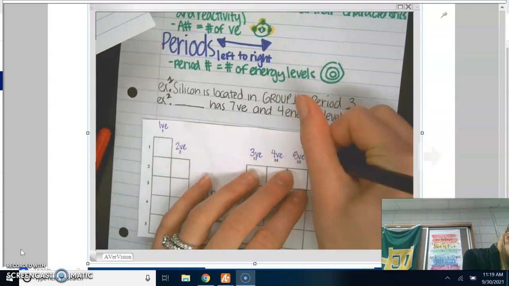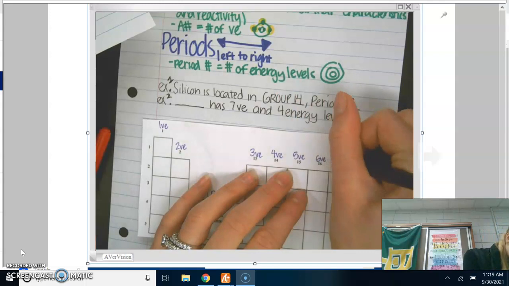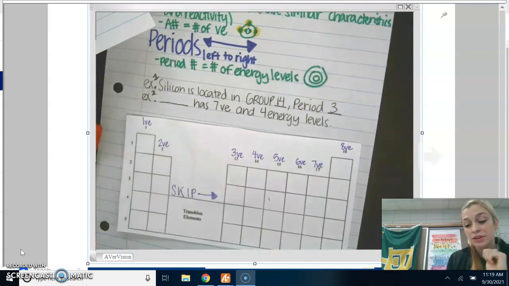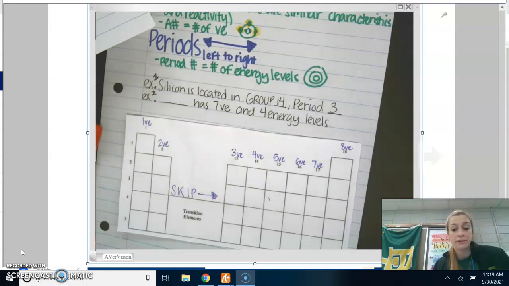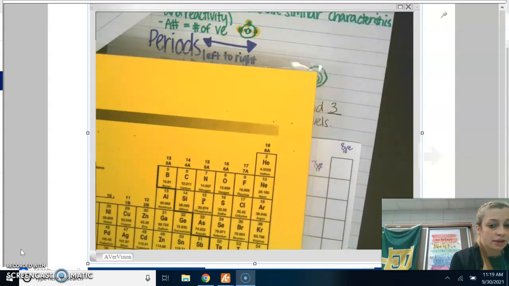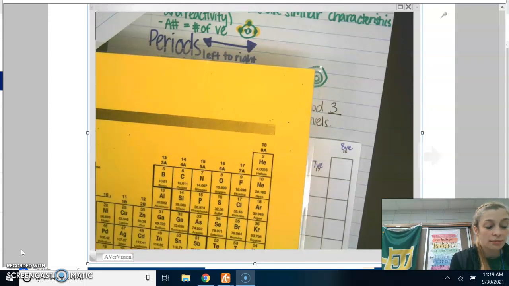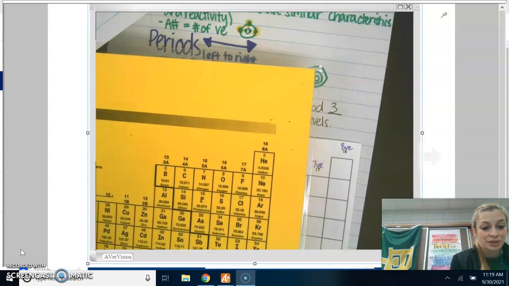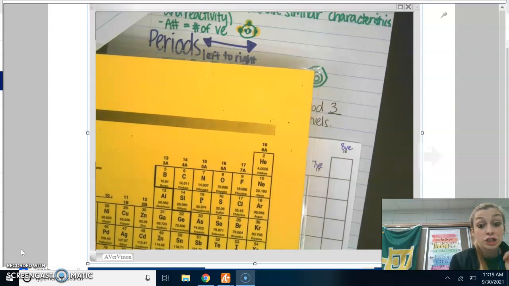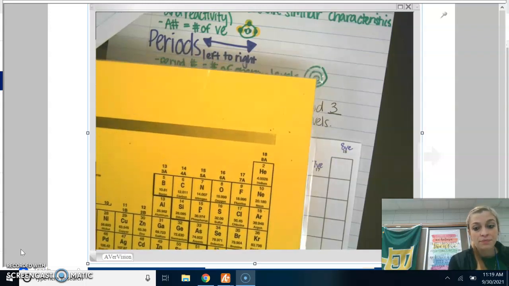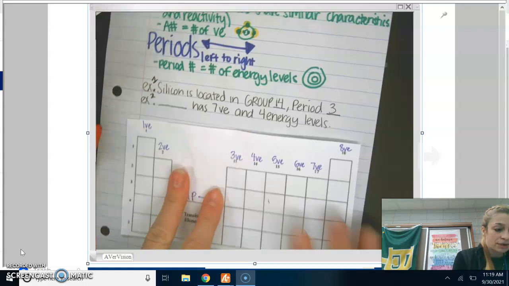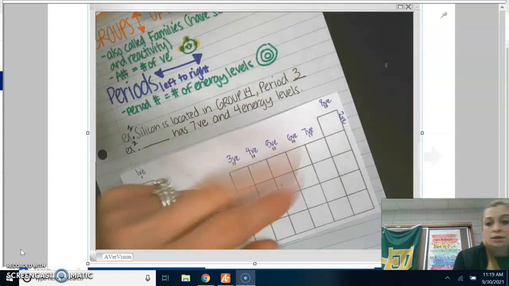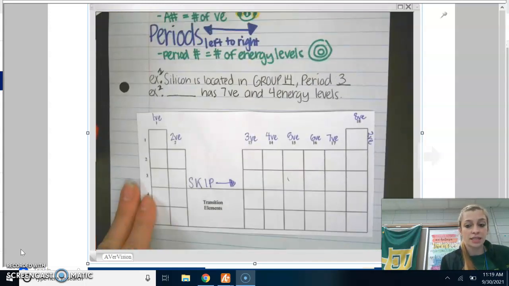5 VE, 6 VE, 7 VE, 8 VE, except there's one exception. If you look on your periodic table in group 18, the top element is helium. Helium's atomic number is 2. So it can only have 2 valence electrons. So that one's special. We'll talk about it more tomorrow. It has 2 VE, but every other element in group 18 has 8 VE.